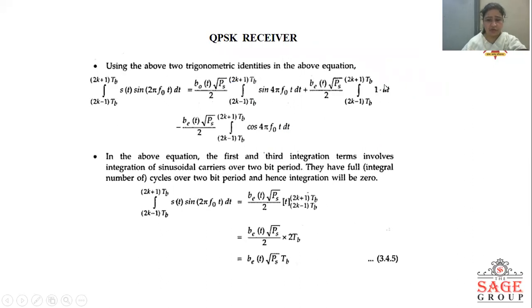So the integration of 1 is t. When I integrate between these 2-bit periods, I'll get be(t) root PS TB. So this is the output of the upper integrator. Similarly, when I evaluate the lower integrator, I'll get b0(t) root PS into TB.